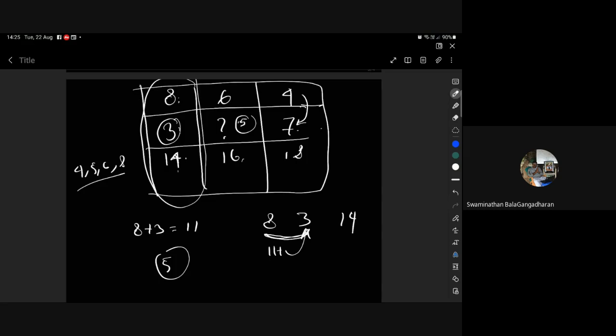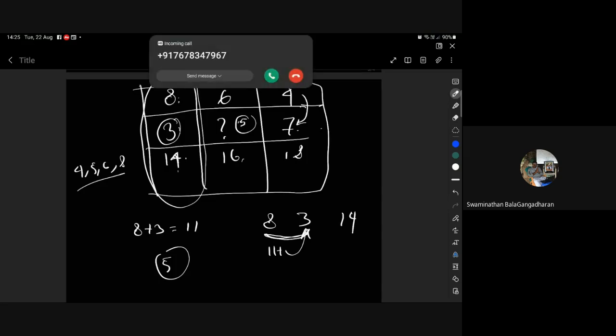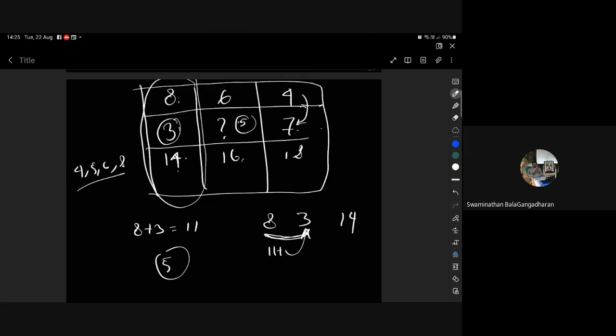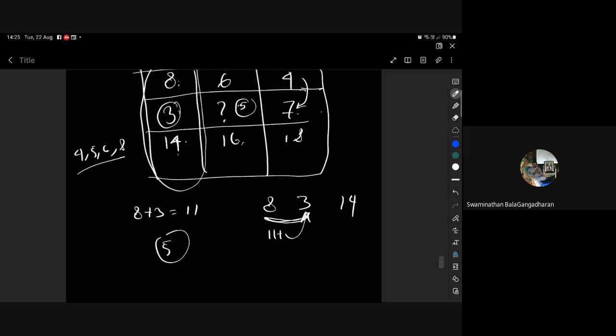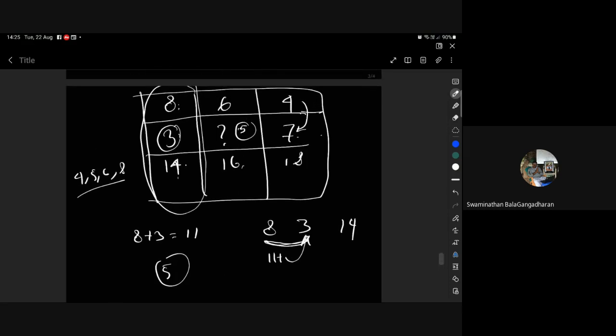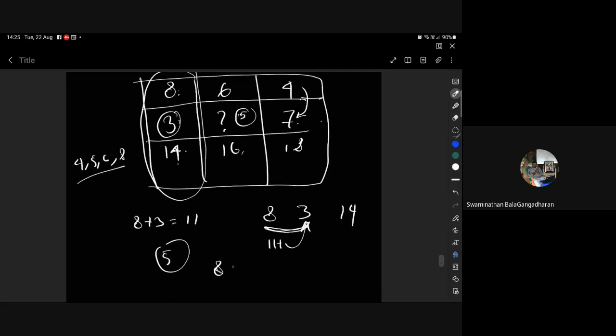8 minus 2 is 6, minus 2 is 4. Similarly, 3 plus 2, if I put 5, 5 plus 2 is 7. Like that I approached. Okay, tell me the first line. 8 minus 6 is equal to 2. Yes, sir. Then 2 minus 6 equal to 4.